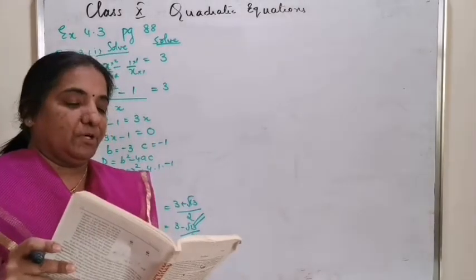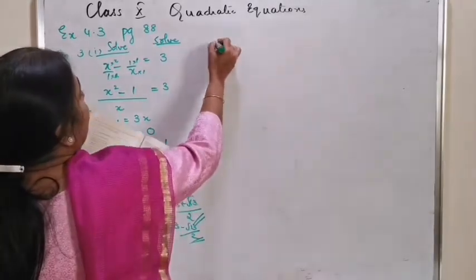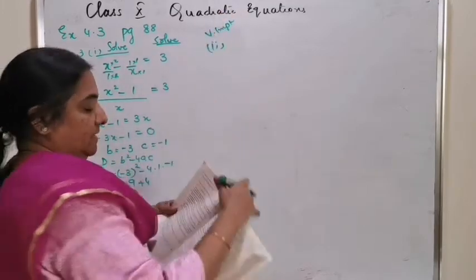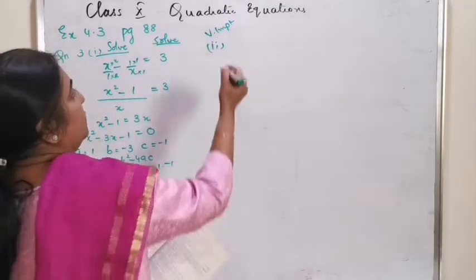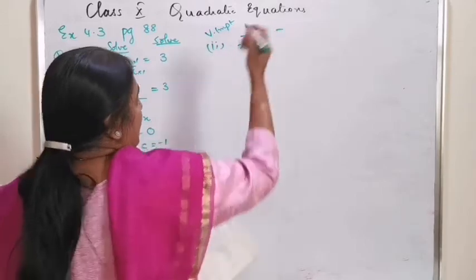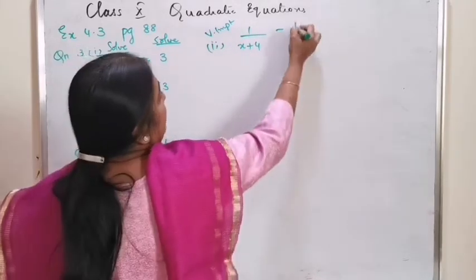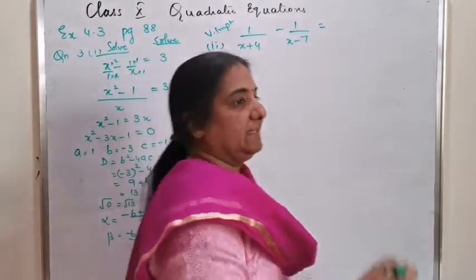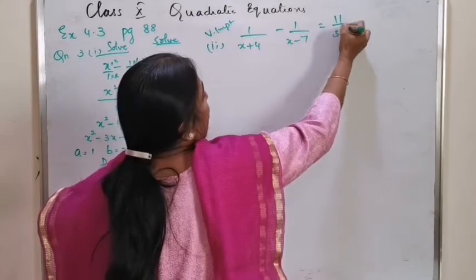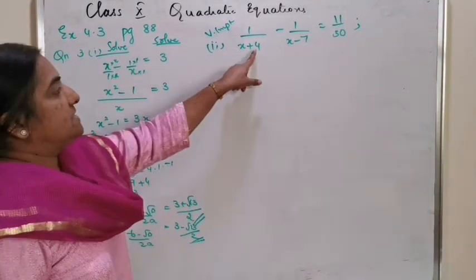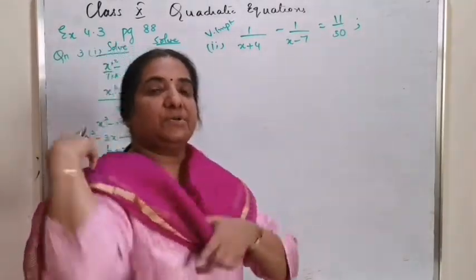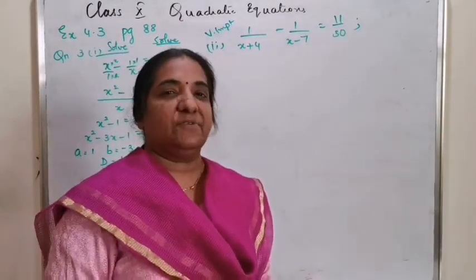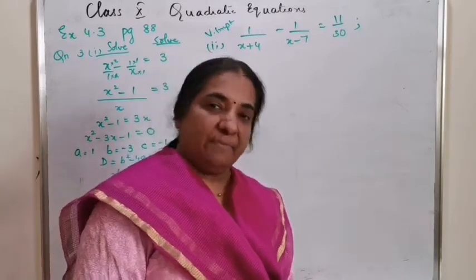Both the questions are very important. Number 2, especially the second question, is very important. 1 by x plus 4 minus 1 by x minus 7 is equal to 11 by 30. They have given the conditions as x not equal to minus 4 and x not equal to positive 7, to show that division by 0 is not defined. That is why in the question they have specifically mentioned that.